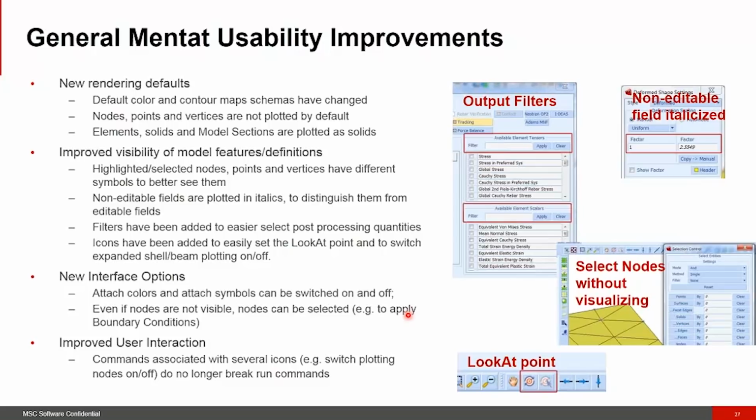There are also some new interface options. Probably the one that's most interesting is that even if your nodes are not visible, you can select them. I did that here. I just had the elements visible, not the nodes, but I could still select these 3 nodes. I just used that today, actually. It's very nice. And then some of the user stuff we had would interrupt things when it shouldn't. We've cleaned up a few of those.